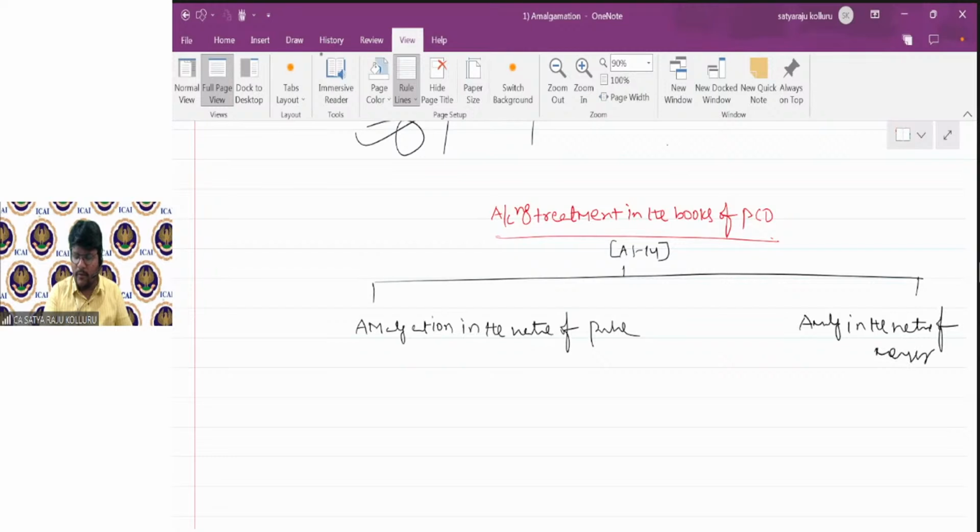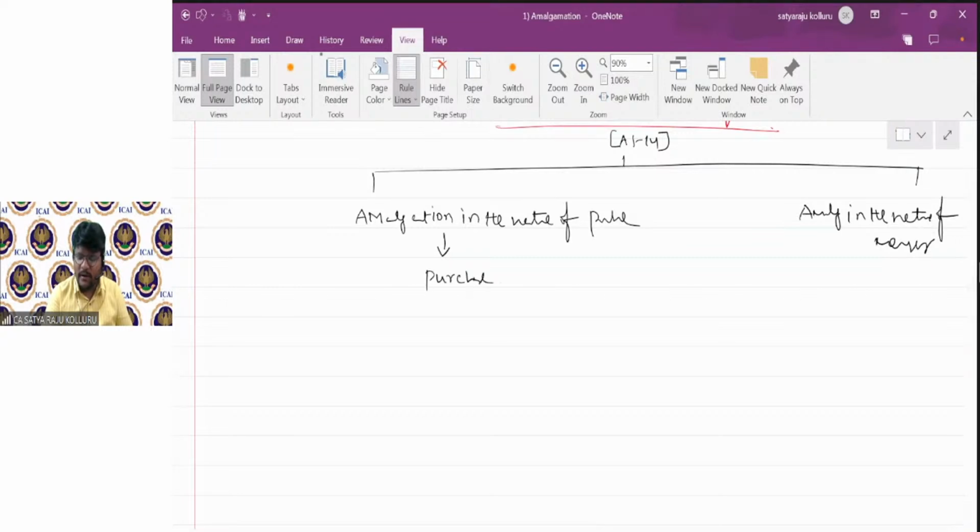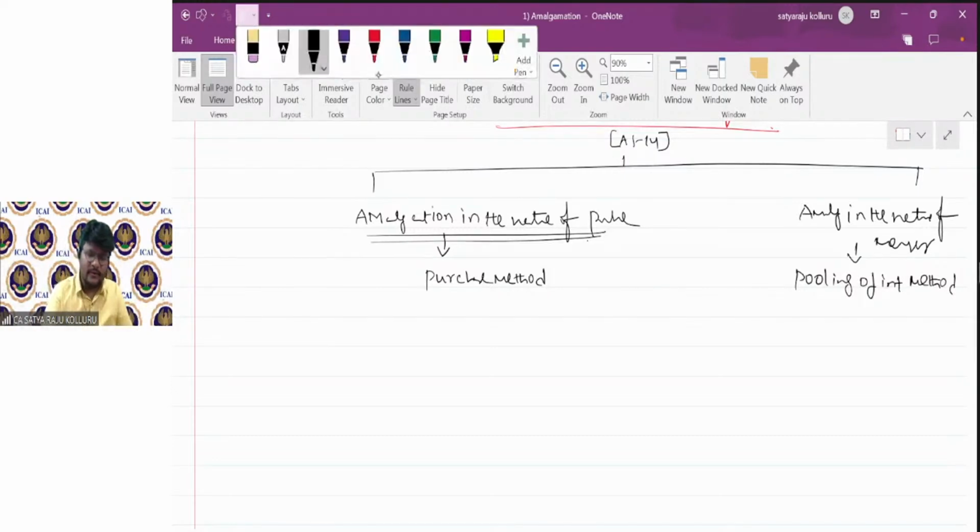You already know when amalgamation in the nature of purchase comes into the picture, and when amalgamation in the nature of merger comes into the picture. If all 5 conditions are satisfied it is a merger, otherwise purchase. Sir, what is the method of accounting treatment we are going to adopt? Here it is the purchase method, right? Here it is the pooling of interest method. First, let me discuss this method, guys. Later on, let us check amalgamation in the nature of merger. First, let me discuss the purchase method.